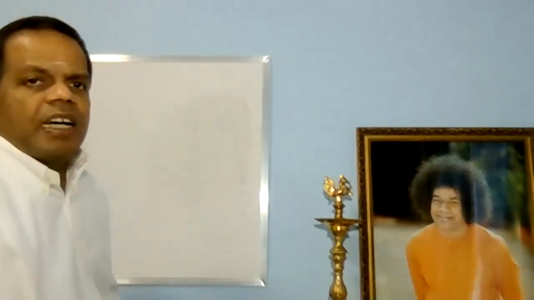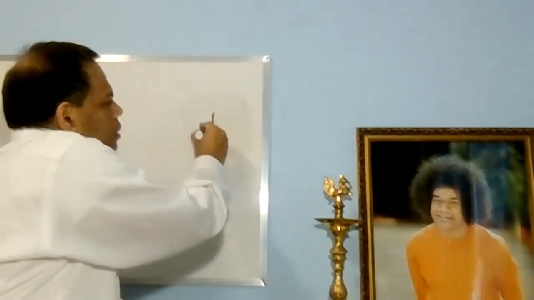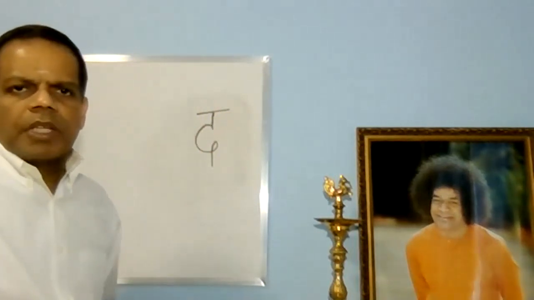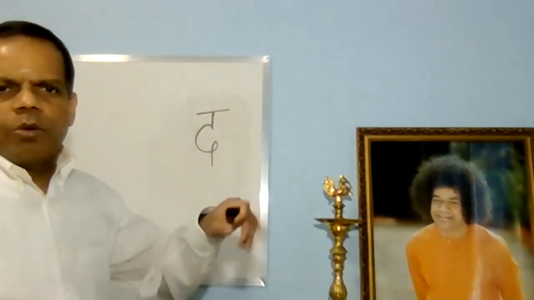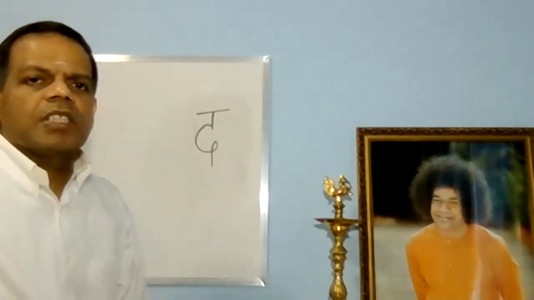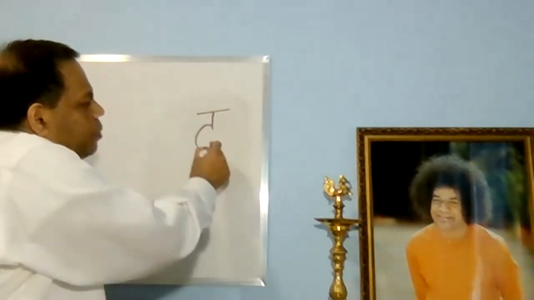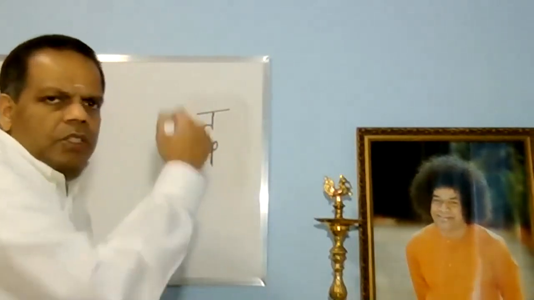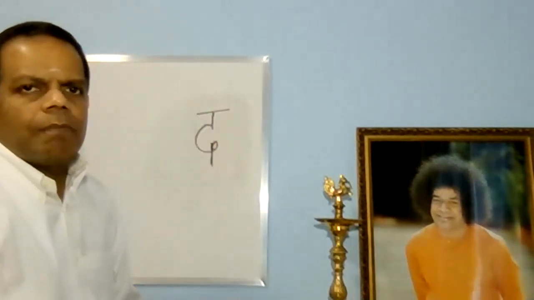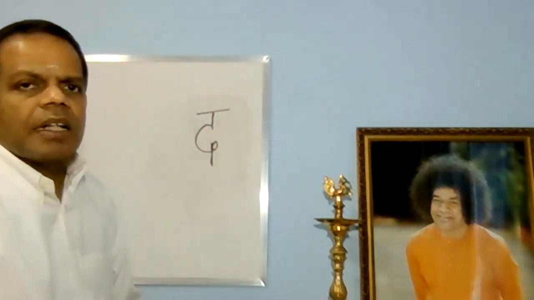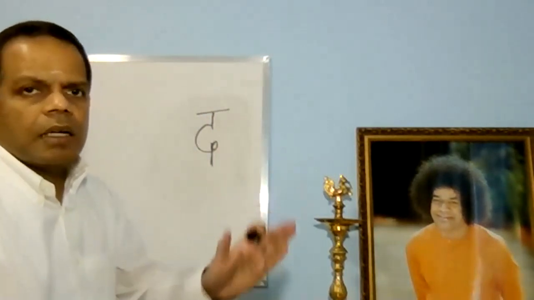The third one is the da sound. It's something like this. I think you may have looked at the fourth letter in the ka varga, which is gha, is more or less like this, but the circle stops here. But here, there's a line which goes below. So this becomes da. This is the third letter in the ta varga, da. Ta, tha, da.